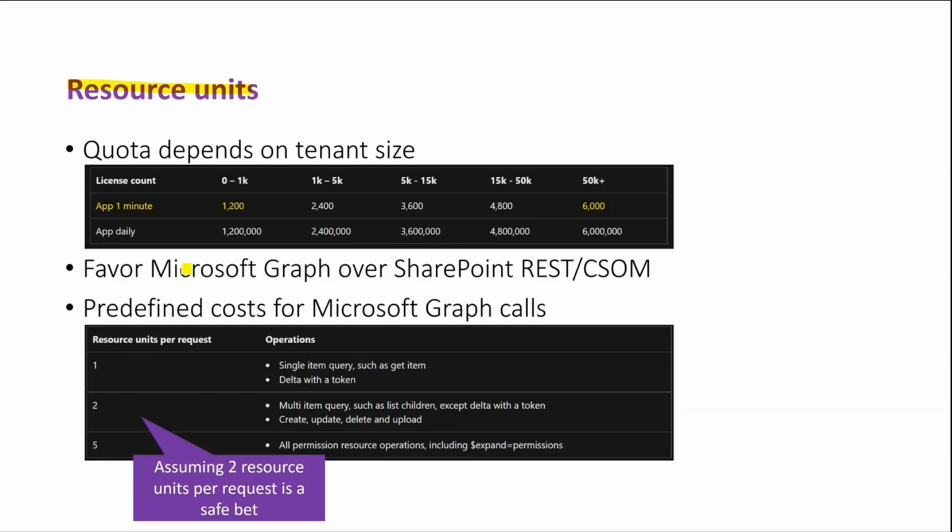For the Graph side, we have actually defined all the calls, and you can translate your request into resource units. So if you do a delta request with a token, that is just one resource unit. If you do an expand of permissions, that will count for 5, because that's a really expensive call for us. Overall, I think the best guidance is to just assume 2 resource units per request. So if your app does 1,000 requests, that means 2,000 resource units on average. That also applies to SharePoint REST. So that's an easy way to calculate that.